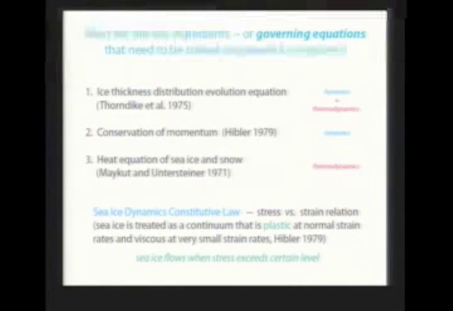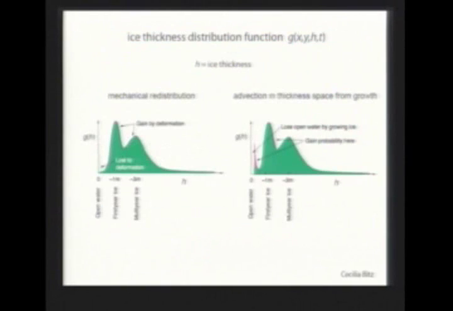Conservation of momentum, essentially F equals ma for sea ice, and coupling the atmosphere and the ocean through the sea ice and how heat is exchanged is another one of these key equations. And the sea ice dynamics, constitutive law, stress versus strain relations, treating on a very large scale, on a global scale, sea ice as a plastic continuum. These are some of the key equations and relations that need to be incorporated into these models.